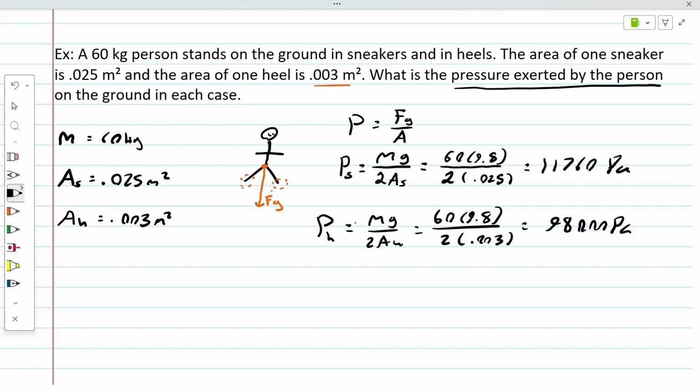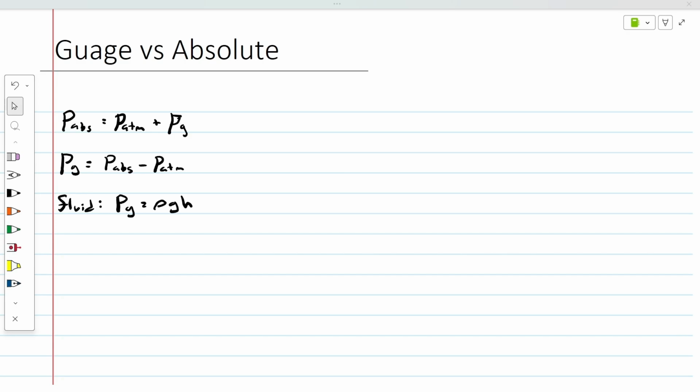So we notice that when wearing heels, it's a much greater pressure than when wearing sneakers, and that's because there's less area. So that's why if you have something that's a lot wider and you feel it on your hand, it doesn't feel as much pressure, but if you have something very thin, you'll feel that more because there's not as much area. Okay. So now let's look at the difference between the gauge pressure and the absolute pressure.